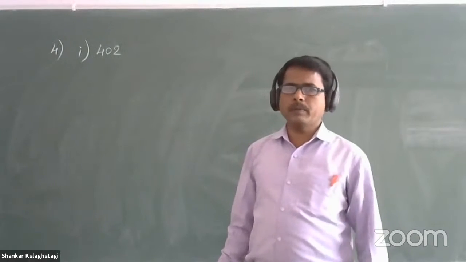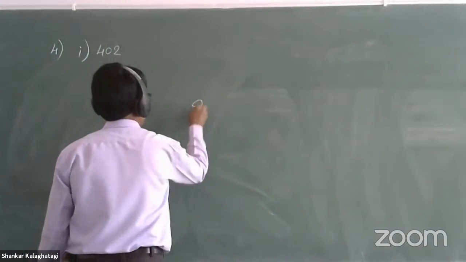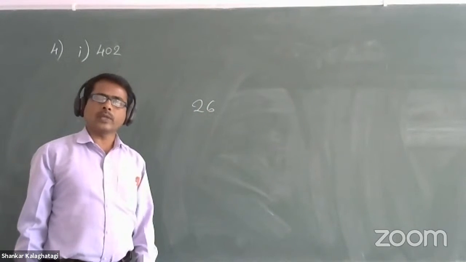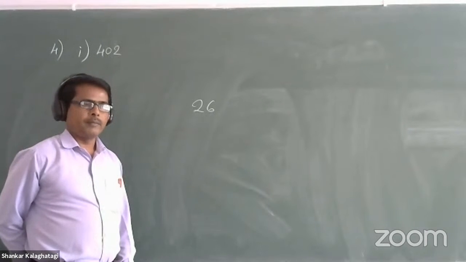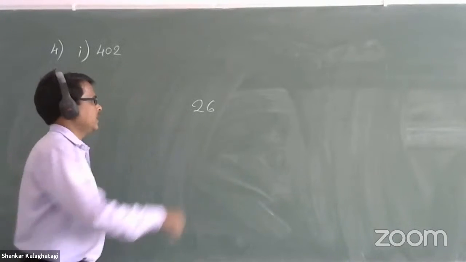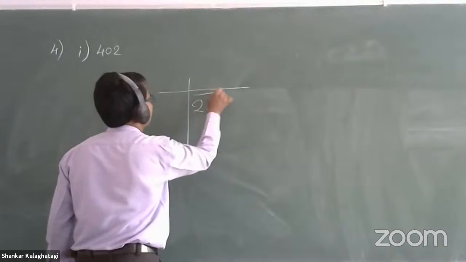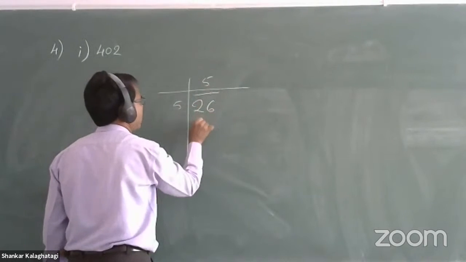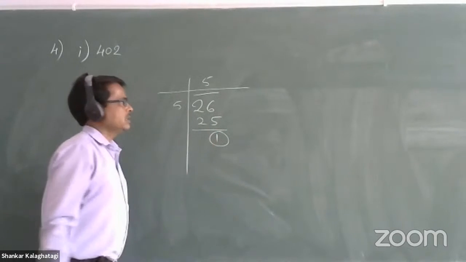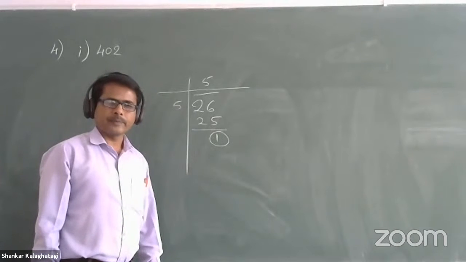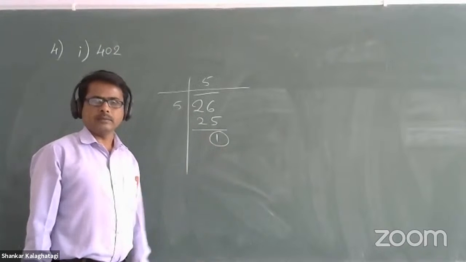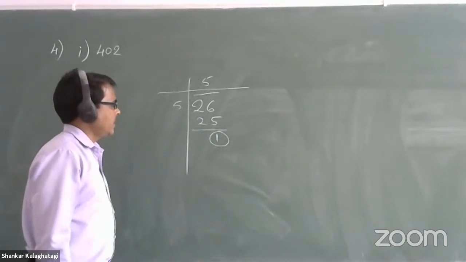I'll give you an easy example first. From 26, how much should be subtracted to get a perfect square? 1. Sir, 1, no? Yes, sir. How to get that? Make group 5 5s are 25. What is remaining? 1. If this 1 is not there, it is a perfect square, correct? So 1 should be subtracted. Understanding?